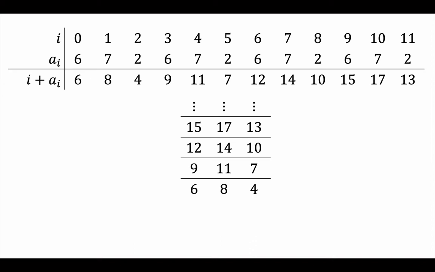Notice that the numbers in the first column will give a remainder of 0 when we divide by 3. The numbers in the second column will give a remainder of 2 when we divide by 3, and the numbers in the third column will give a remainder of 1 when we divide by 3.